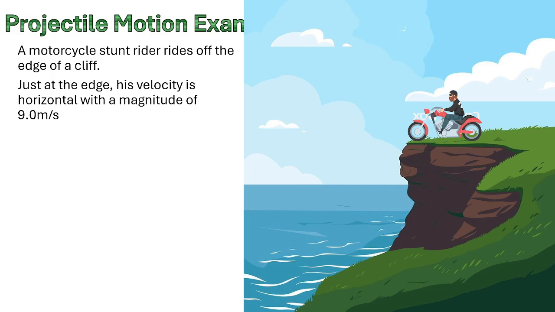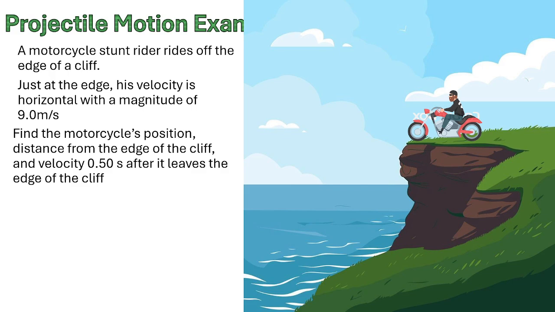That means the magnitude for our initial velocity is 9 meters per second, and the magnitude for our initial velocity along x, or your v naught x, is also 9.0 meters per second. That means we do not have v naught y for this case, because the motorcycle is not moving through a ramp or something. The motorcycle stunt rider is riding on the edge of a cliff, and that cliff is purely horizontal.